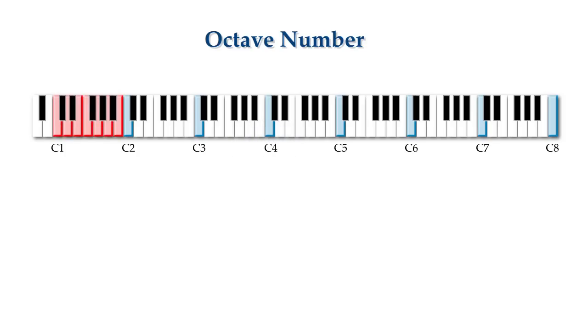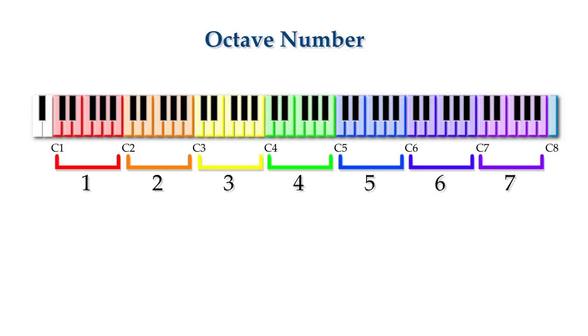All of the notes above C1 but below C2 belong to the C1 octave and have the octave number 1. All of the notes above C2 but below C3 belong to the C2 octave and have the octave number 2, and so on. The notes below C1 have the octave number 0.